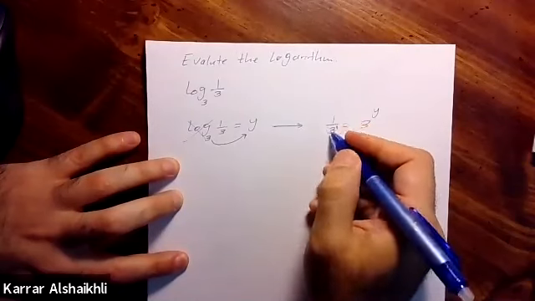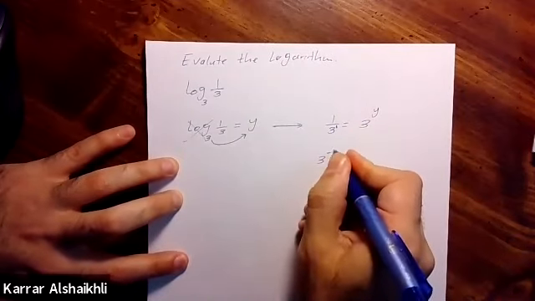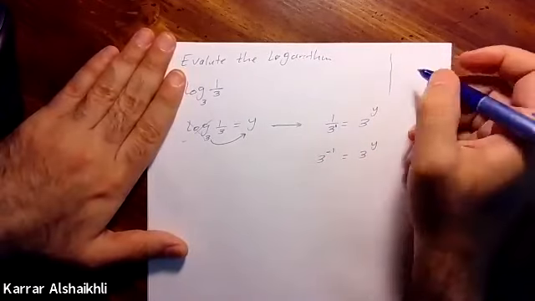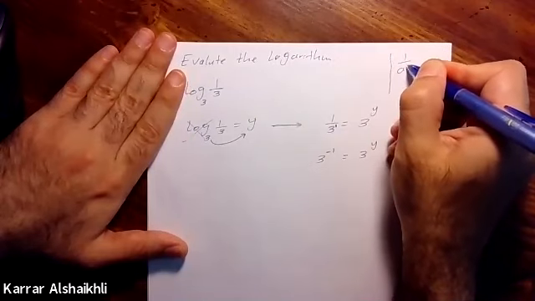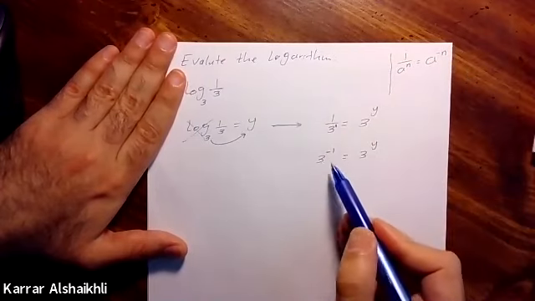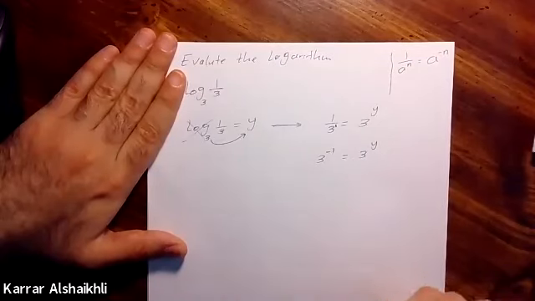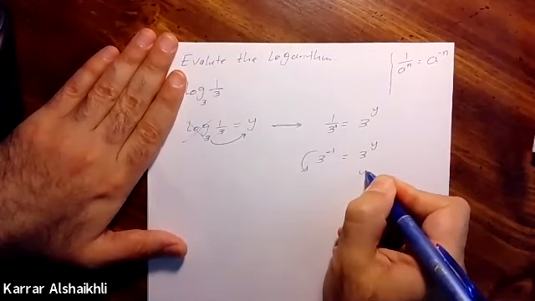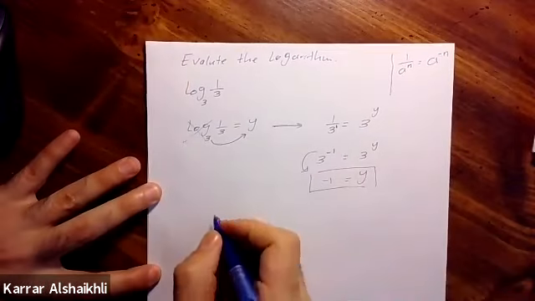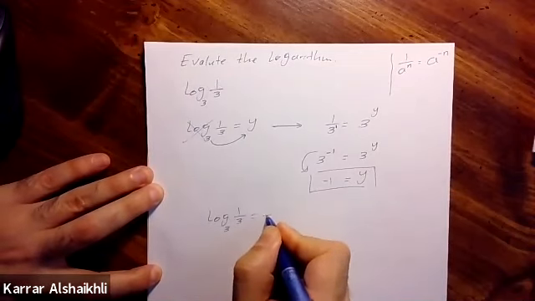I'm going to convert it from 1 over a number with positive exponents to the number with negative exponents, equal 3 to the power y, which is this rule. If you have 1 over a number to positive exponents, it's the same thing as the number with negative exponents. Now, if you remember, if we have equal bases, that means we have equal exponents. So I'm just going to write down the exponents, y equal -1. This is the result. That means log to the base 3 of 1/3 is going to be equal -1.